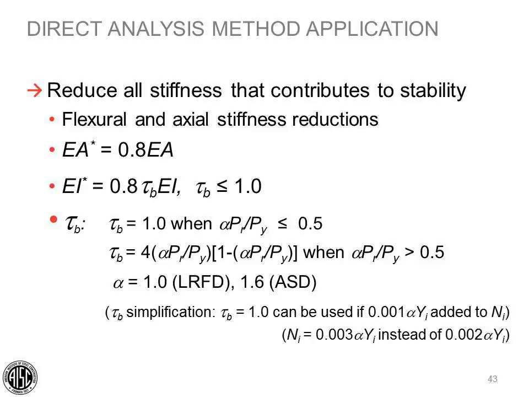Since tau B is 1 when the axial load is less than 0.5 PY, tau B is often 1 for moment frames. The specification offers a simplification for tau B that allows you to increase the notional lateral loads by an additional 0.001 times the gravity loads, so 0.003 times the gravity load instead of 0.002, and then tau B can be equal to 1 instead of having to calculate tau B.